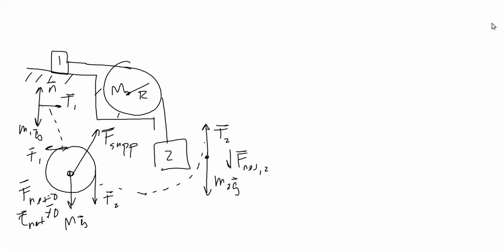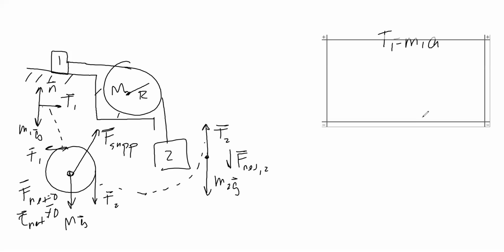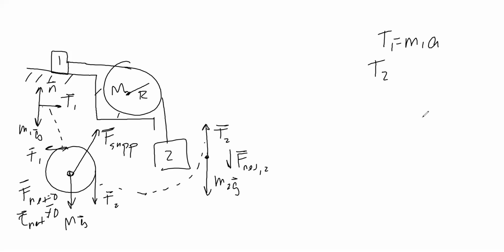So when we sum these forces, I'm going to do this on the upper right-hand side here. You have T1 equals M1A. Again, you could include that Y component too, N minus M1G equals 0, but that's not relevant. Then you have T2 minus M2G equals minus M2A.